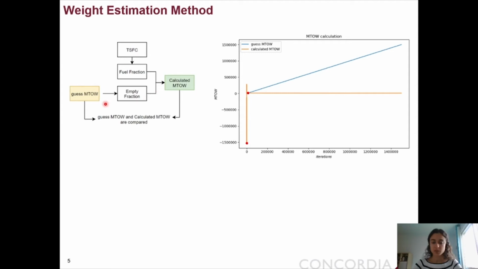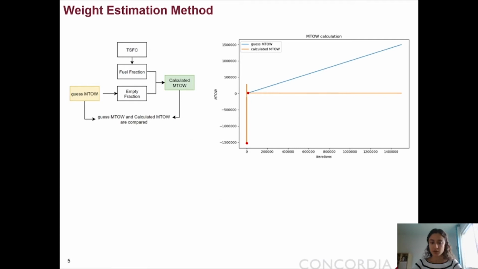A guess maximum takeoff weight is chosen. Considering all these parameters, the overall weight is then calculated. If the guess and the calculated weight coincide, the MTOW is determined. If not, the iterations continue.